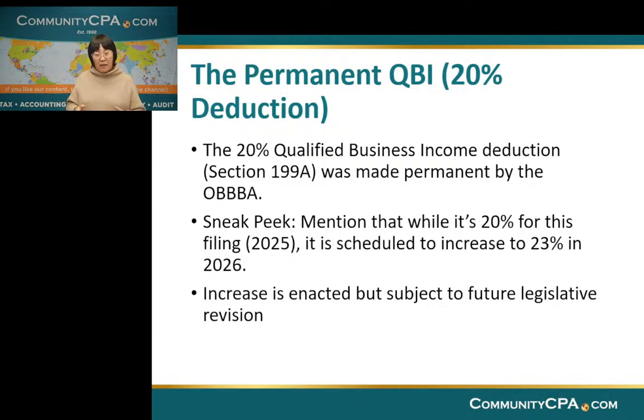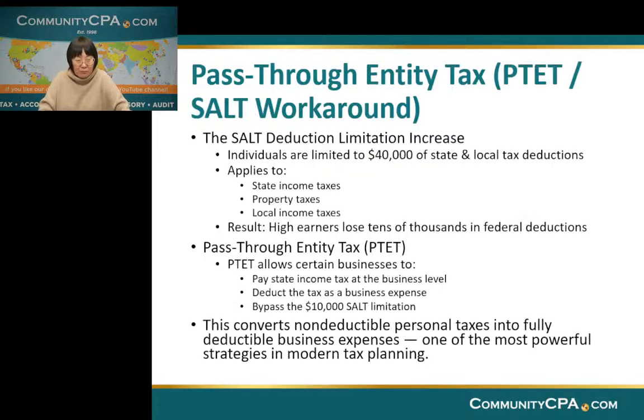That's okay. But you as a taxpayer, you want to be the one with that checklist. Did you do this for me? Did you do that for me? That way you help people who do taxes to not make mistakes, right? So that is the permanent QBI, the 20% deduction coming through.